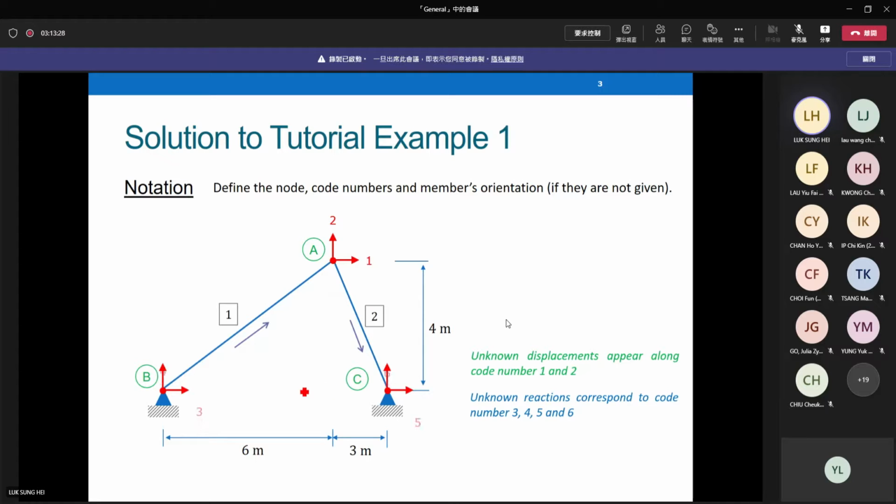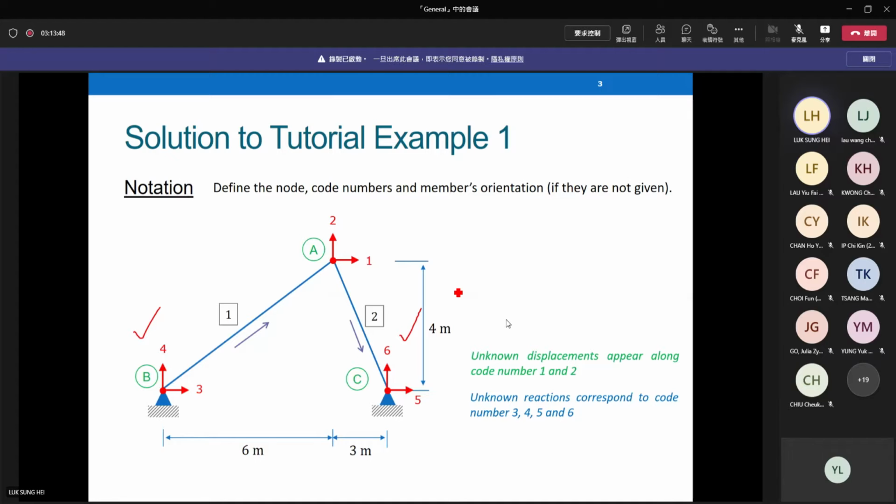3, 4, 5, 6. I arrange them right here: 3, 4, and then 5, 6. They describe the positions of the unknown reactions. So we complete our code number diagram. Based on this diagram, we can jump to the next step.